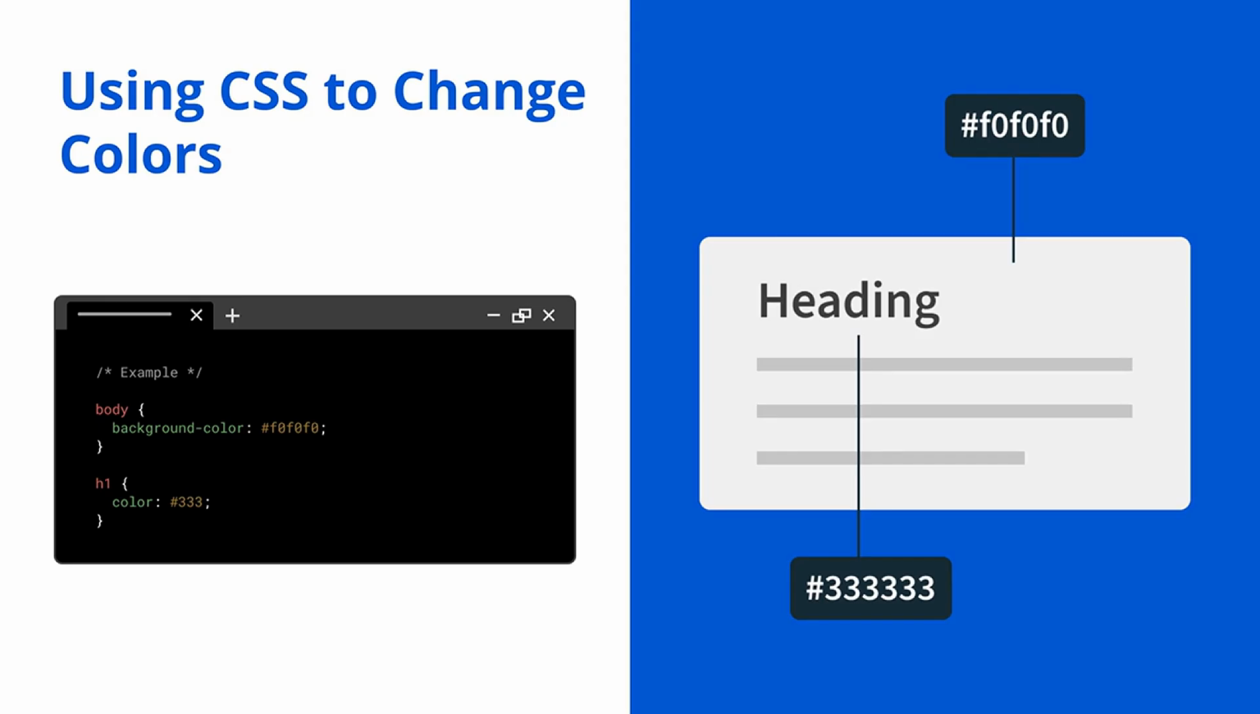#F0F0F0. Next, we move on to the h1 selector. This targets any heading level 1 on the page. The rule inside the braces is color: #333, which sets the text color of the heading to a dark gray using the color code #333. In this example, the body of the web page is styled with a light background and the heading has a contrasting dark text color, which helps to create a clean and readable design.